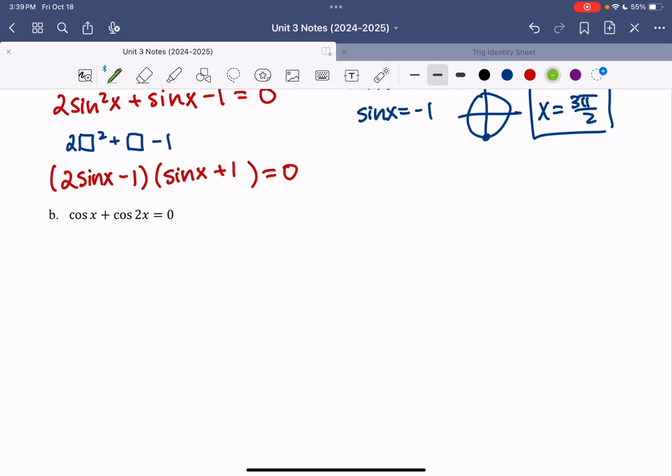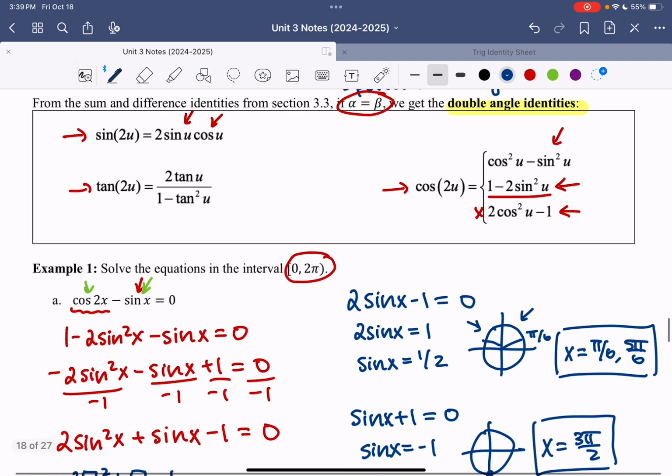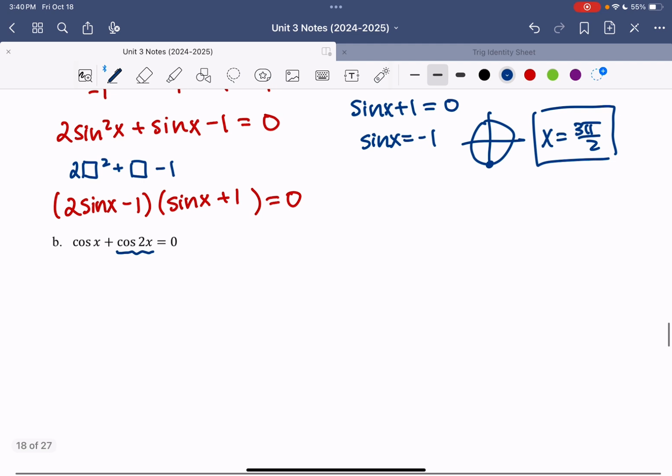Okay, looking at our next one, the next one is cosine of x plus cosine 2x equals 0. So again, it's nice to be able to make a substitution for the cosine of 2x. So going back up to the top, since my other term was just a cosine of x, let's try to choose some sort of identity that's only going to have cosines in it. And in this case, I do think it's going to be that last one. So if I make that substitution, I'm going to have cosine of x plus, let's see, that was 2 cosine squared x minus 1 equals 0.